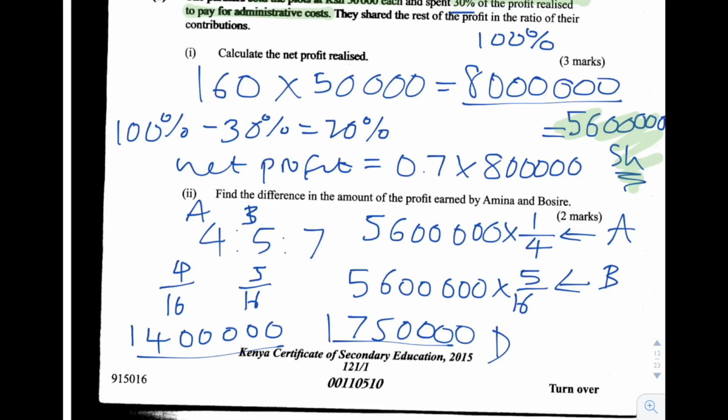So we take this here and we take this here and we find the difference, and that comes to the difference. Let's call that D is equal to 350,000 shillings. That's the difference that they earn. So we subtract this number here from this number here, and that gives us this amount here, the difference they earned. So that's the whole of question 17 answered.